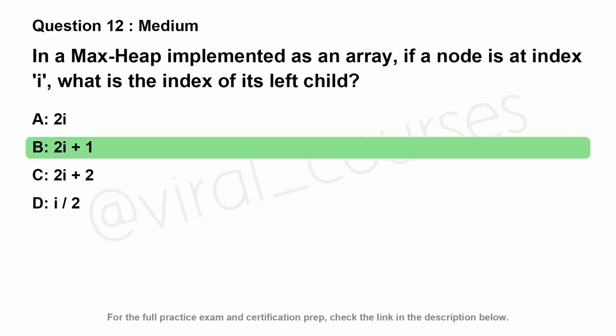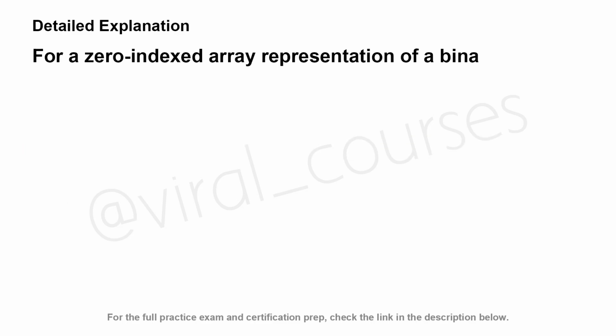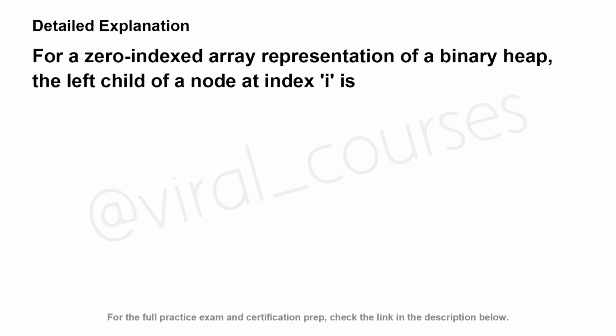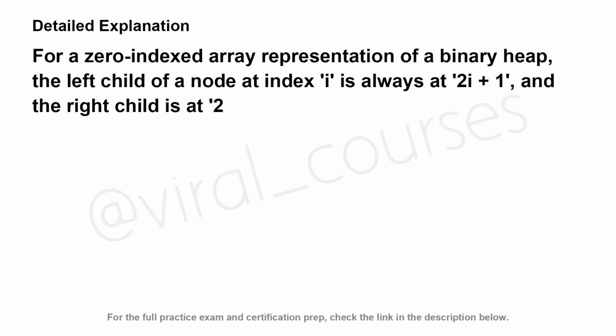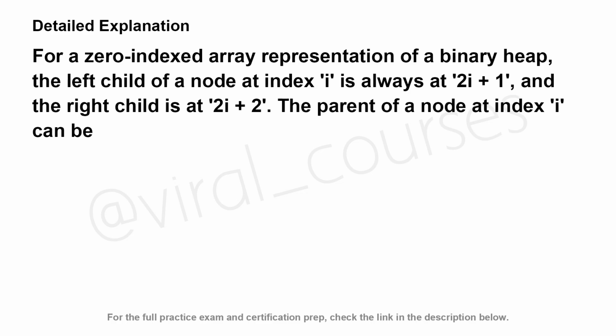The correct answer is B. For a zero-indexed array representation of a binary heap, the left child of a node at index i is always at 2i + 1, and the right child is at 2i + 2. The parent of a node at index i can be found at (i-1)/2.